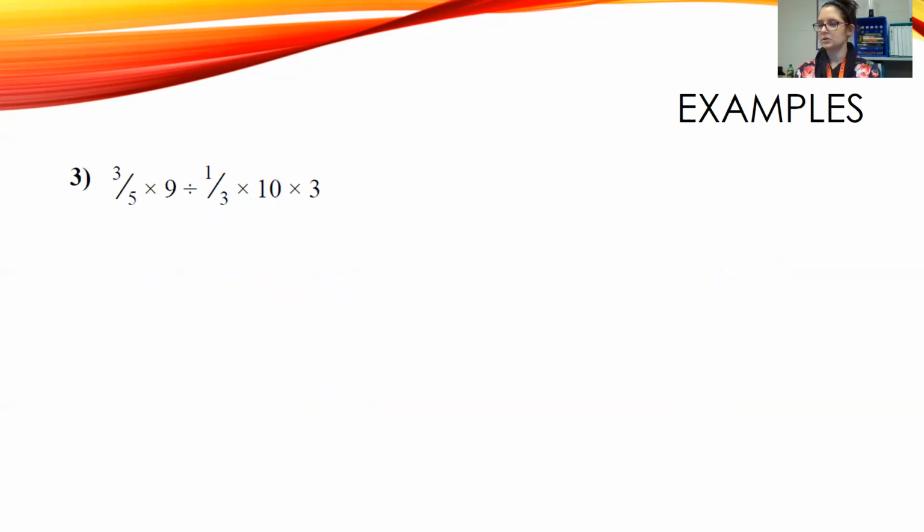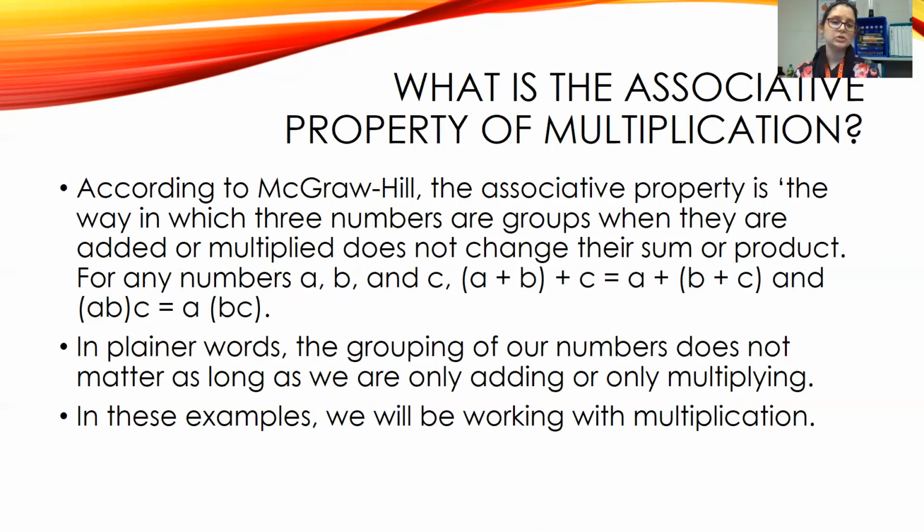Now, let's look at the associative property. According to McGraw-Hill, the associative property is the way in which three numbers are grouped when they are added or multiplied, and that does not change their sum or product. For example, for any numbers A, B, C, (A plus B) plus C is the same as A plus (B plus C). Or, for multiplication, (A times B) times C is the same as A times (B times C). So what does that mean in plainer English?